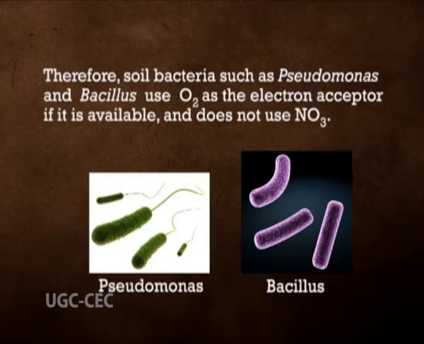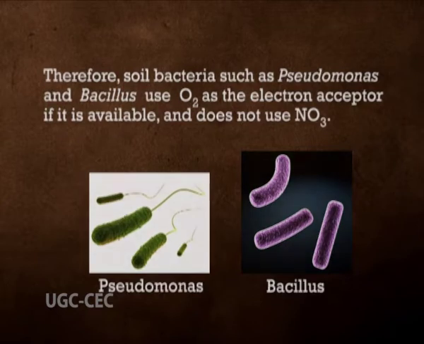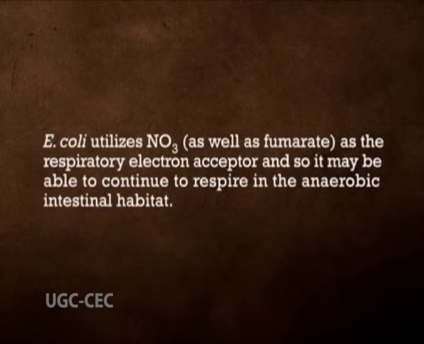Therefore, soil bacteria such as Pseudomonas and Bacillus use oxygen as the electron acceptor if it is available and do not use nitrate. E. coli utilizes nitrate as well as fumarate as the respiratory electron acceptor, and so it may be able to continue to respire in the anaerobic intestinal habitat.